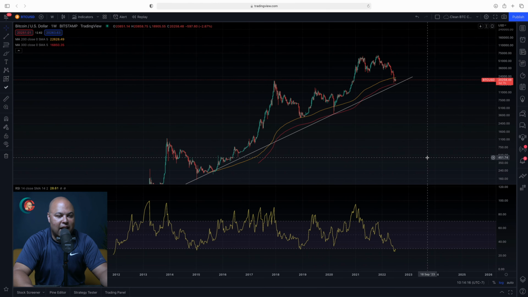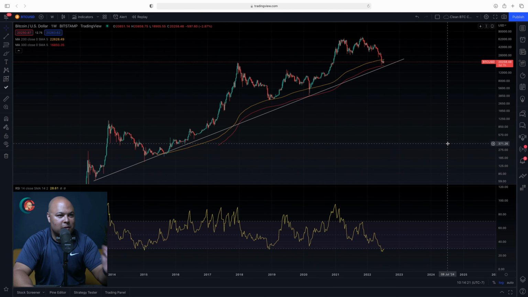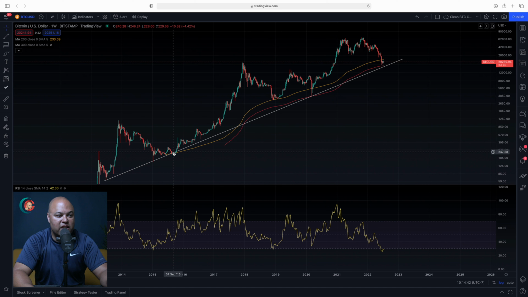So what this moving average basically does is, if you take all of these candles over a 200-week period, basically 200 of these candles, and average them out, this is the price. This is the average price over a 200-week period. The red line is the average price over a 300-week period. What you see is that going all the way back to 2015, September 2015, even June of 2015, the 200-week moving average was support.